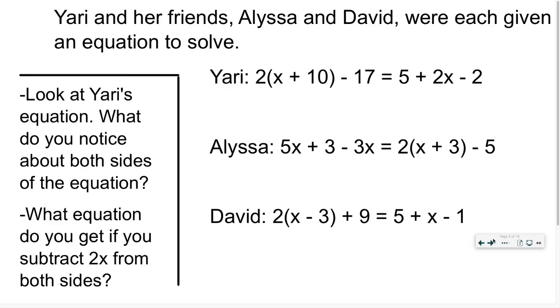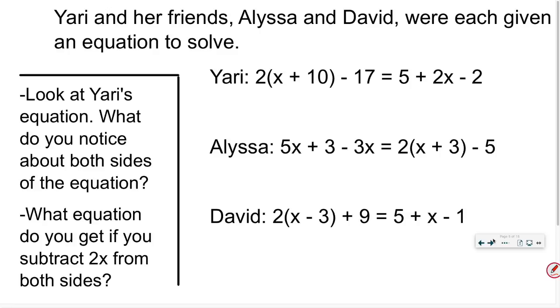Okay. So let's first look at Yadi's equation. Top equation, 2 parentheses x plus 10, close parentheses, minus 17 equals 5 plus 2x minus 2. Okay, that's her equation. What do you notice about both sides? Can I see anything right away, or do I need to start to simplify? And if I do simplify, what do you get when you simplify both sides? Okay, so if you look at the coefficients, you can see that there is going to be a 2x. So you can just X that off of your list of what you can find wrong with the equation.